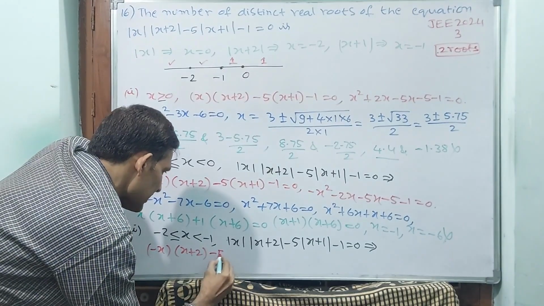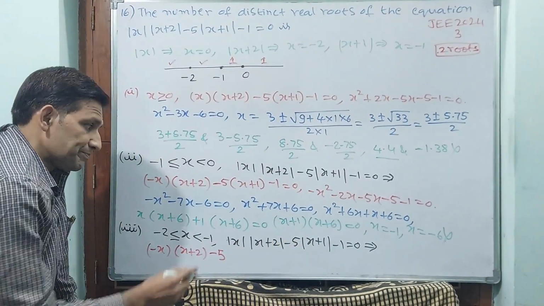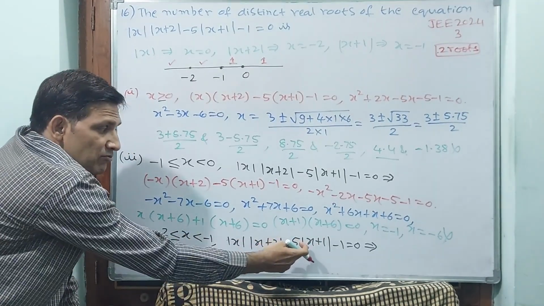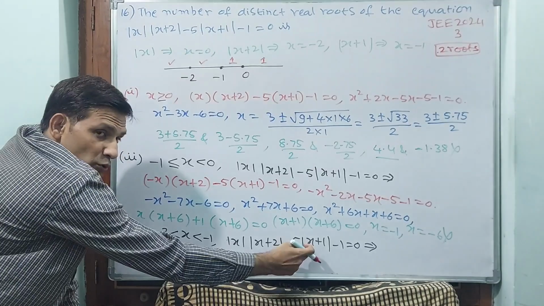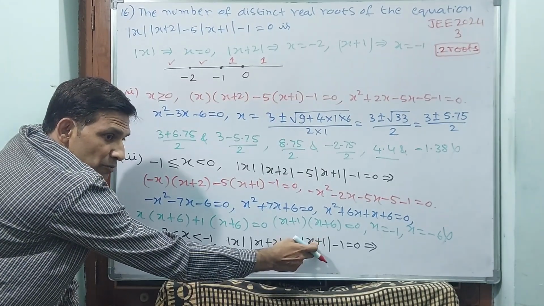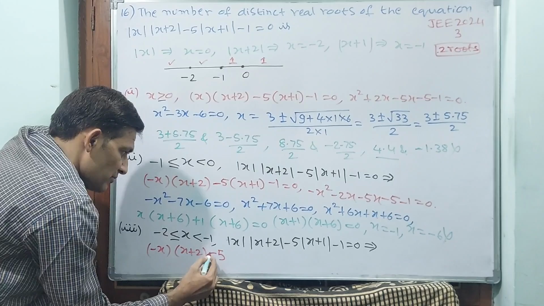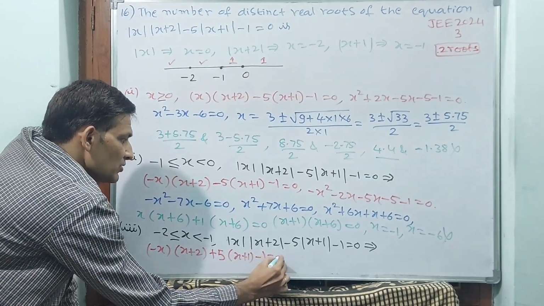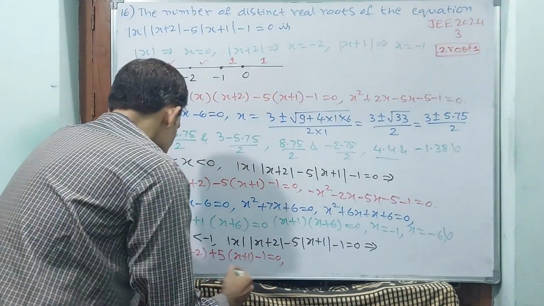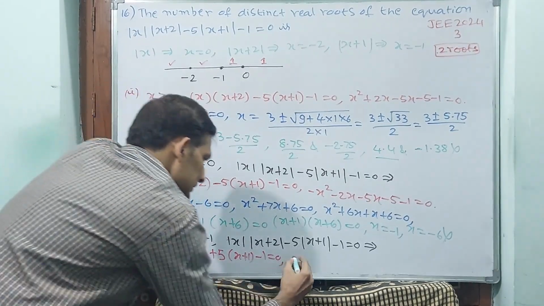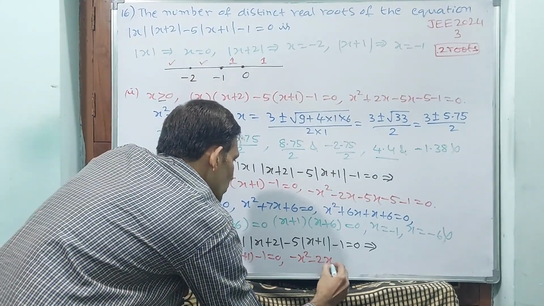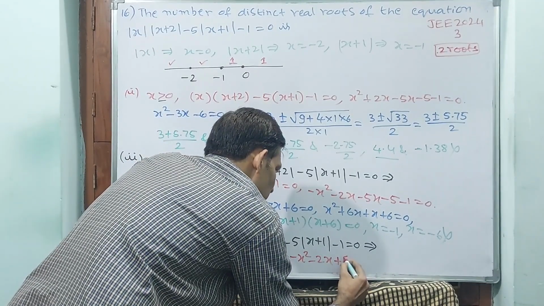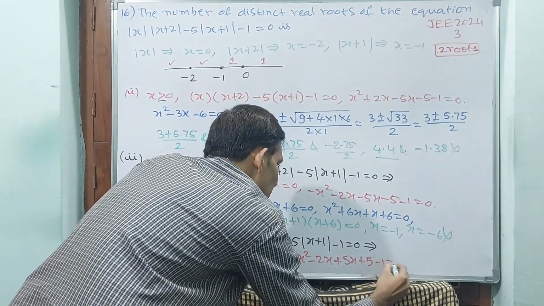Now minus 5 I will write. Now you tell me here, x plus 1. This is less than minus 1. Less than minus 1 means automatically, if you take minus 2, minus 2 plus 1 is going to become negative. Negative means I will make this positive, and the same x plus 1 I am repeating. Minus 1 equal to 0. Now you expand: minus x square minus 2x, plus 5x plus 5, minus 1 equal to 0.